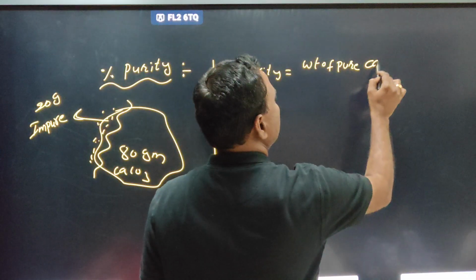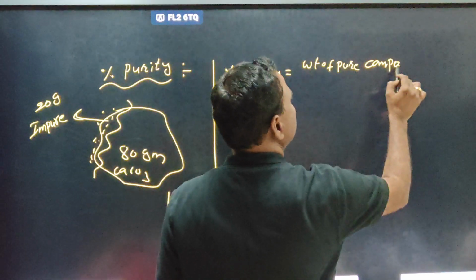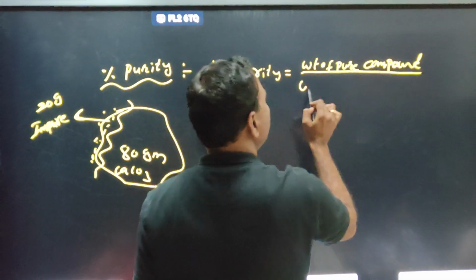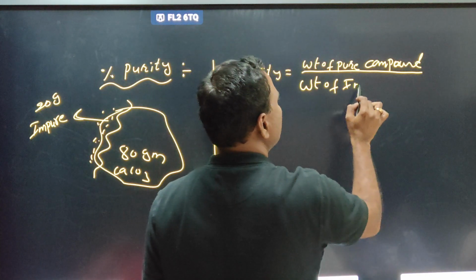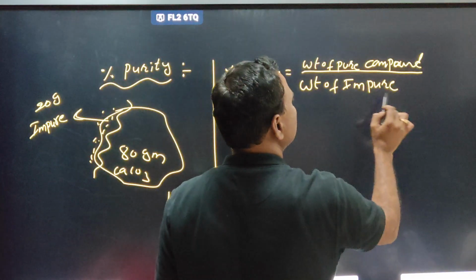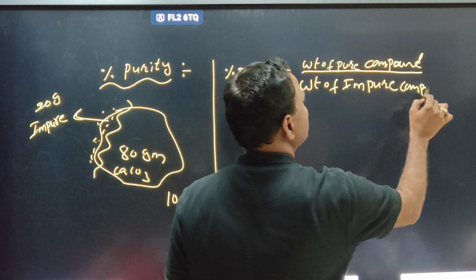Weight of pure compound divided by weight of impure compound. Whose weight is more? Tell me. Pure compound or impure compound? In this diagram, you tell me.